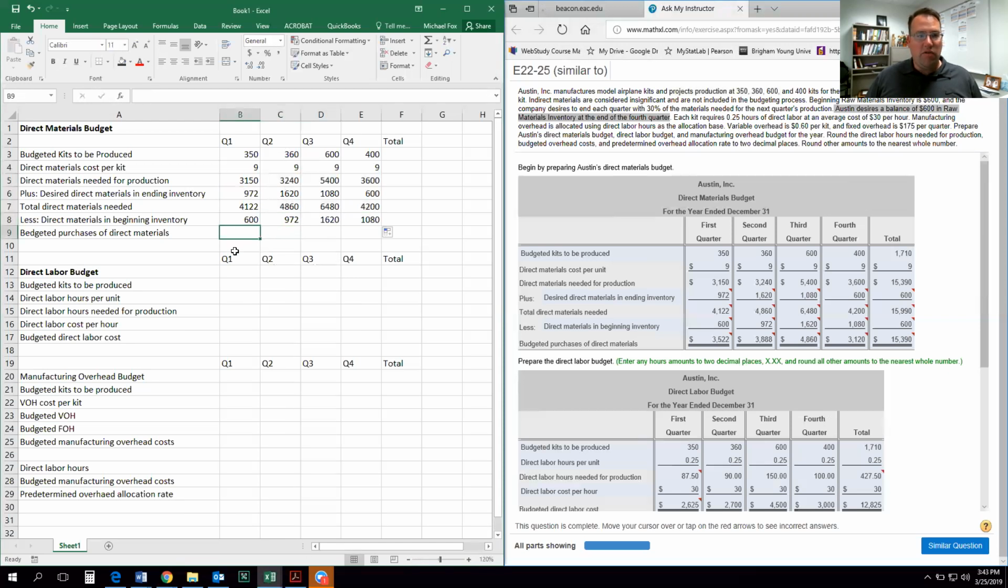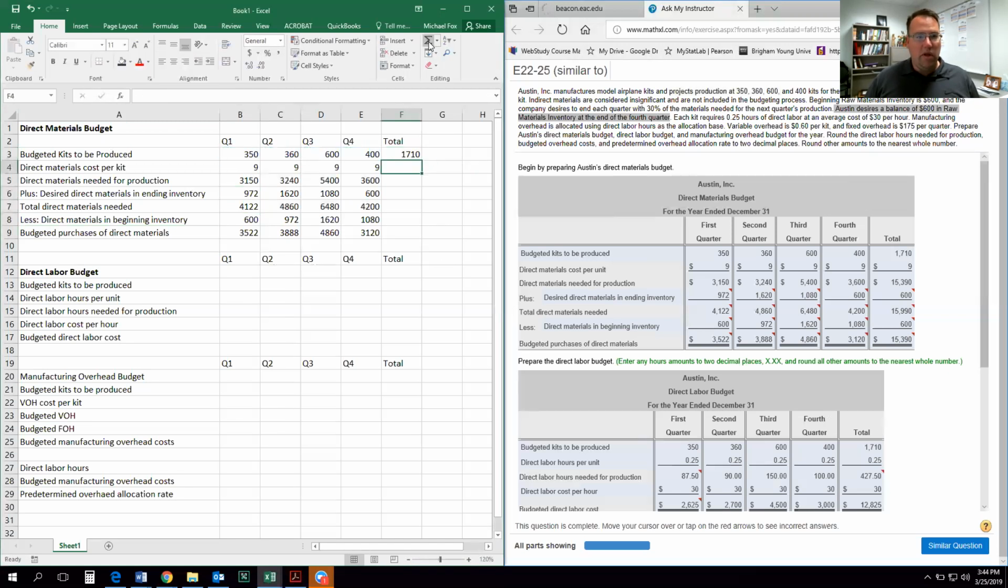So our budgeted purchases of direct materials will be the total direct materials needed minus what we have in beginning inventory. Think of the logic of what's happening here. How much do we need for production? Plus, how much do we need left over when we're done? And then minus anything we had to start with will tell us the amount we actually need to purchase. I see a spelling error that's going to bug me. Budgeted.